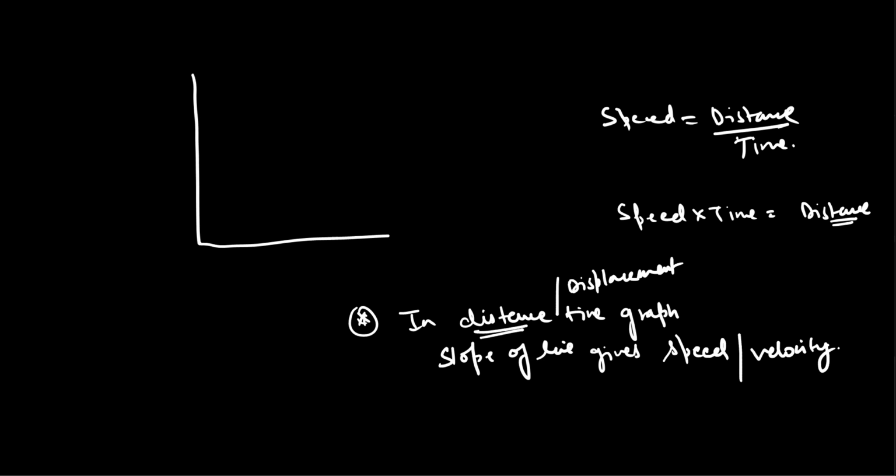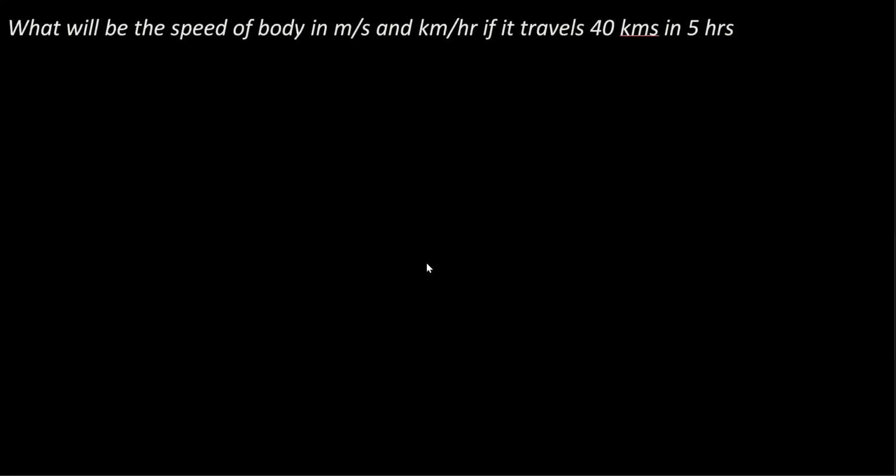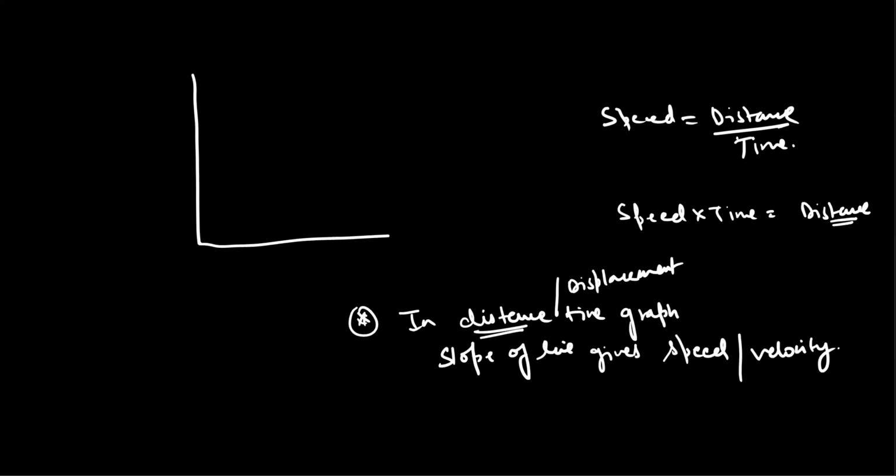Now moving to the next part. So 1 second, let me write it. Okay, I did. In distance/displacement time graph, slope of line gives speed/velocity. Yeah, done, sir. Then okay.